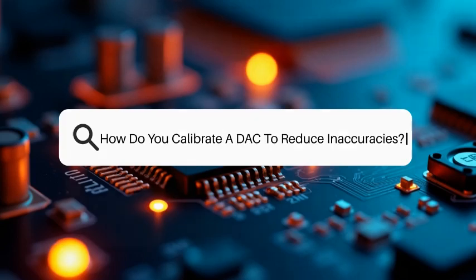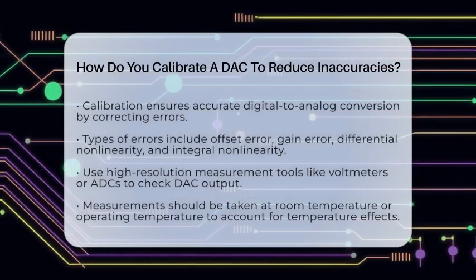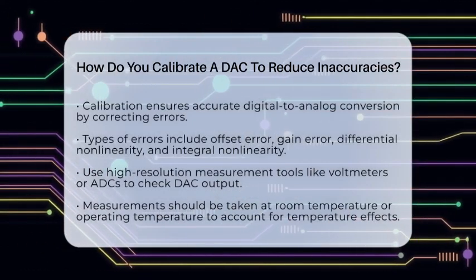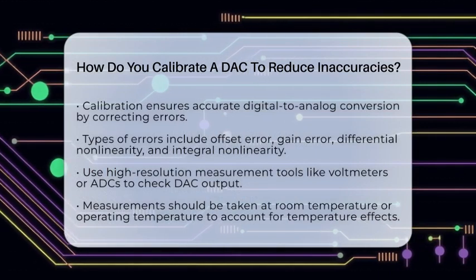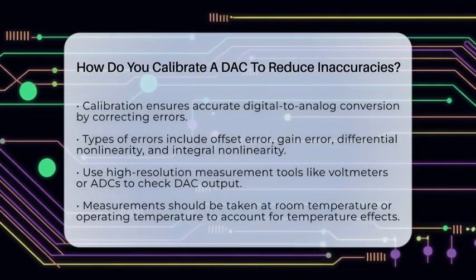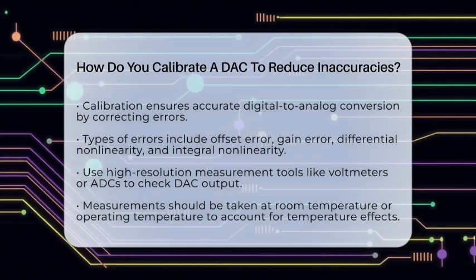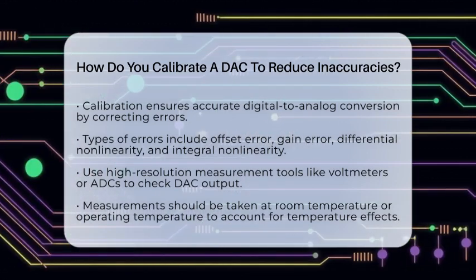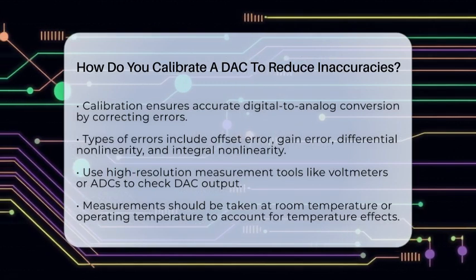How do you calibrate a DAC to reduce inaccuracies? Imagine you're trying to get a perfect sound or a precise measurement from your electronic device. If your digital to analog converter is off by even a little, it can cause big problems. Calibration is the key to fixing that.